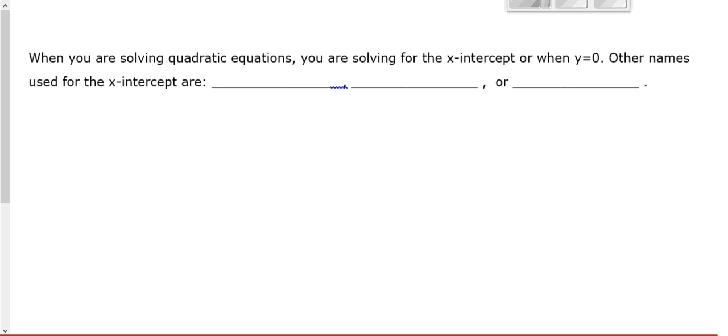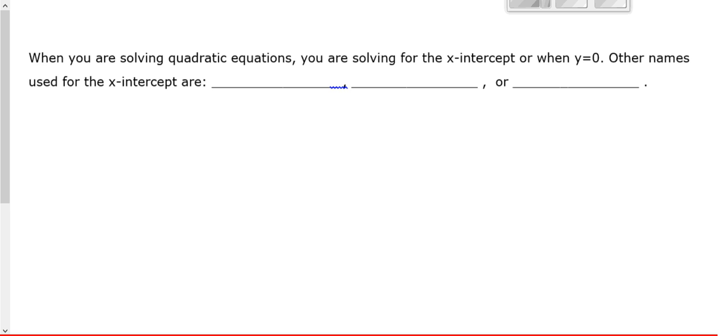Okay, so let's move on to solving quadratic equations. This is very important to remember when you are solving quadratic equations. You are solving for the x-intercept, or when y equals 0. When we're factoring, we're finding our linear factors that create our quadratic function. But when we're solving, we're actually solving for when y equals 0. So that's why we set our equations equal to 0 when we are solving.